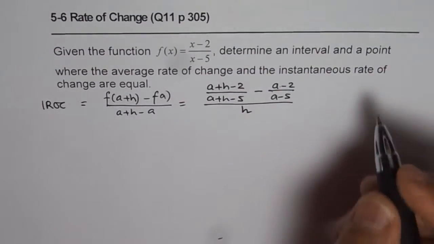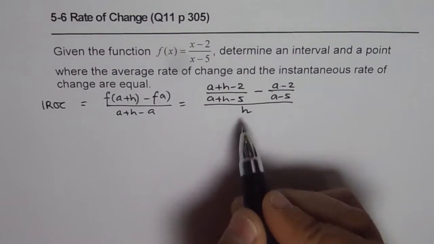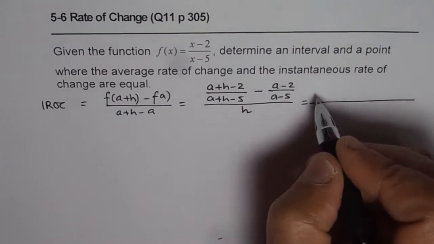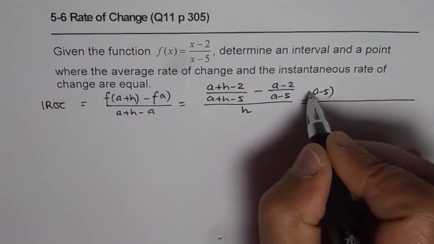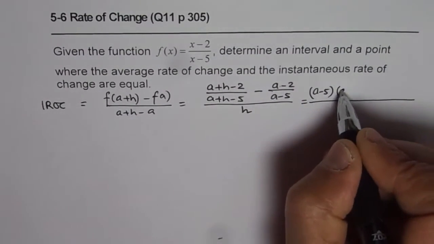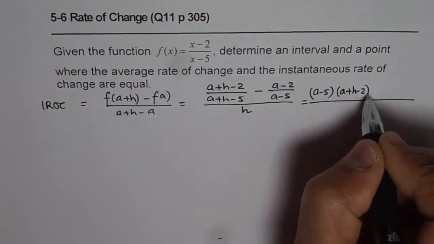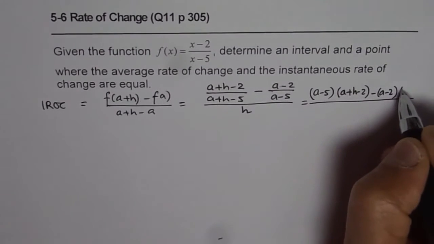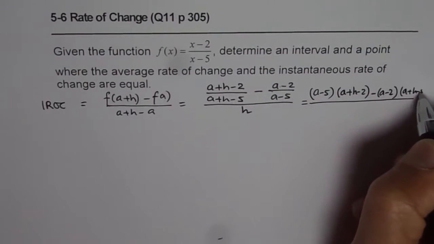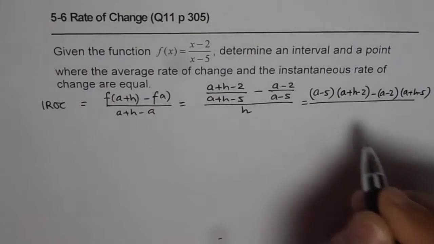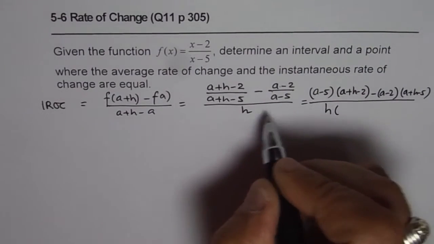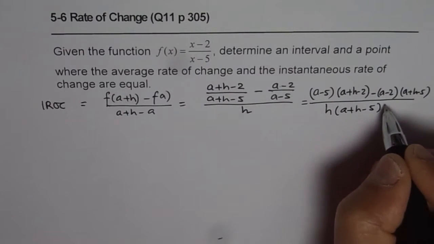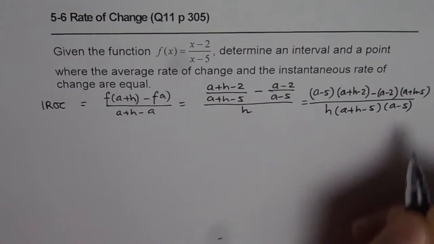Now you can simplify this, cross multiply, bring the terms together, and when you do that you get a minus 5 times a plus h minus 2, take away a minus 2 times a plus h minus 5, correct? In the numerator, denominator will be h times a plus h minus 5 times a minus 5, right?